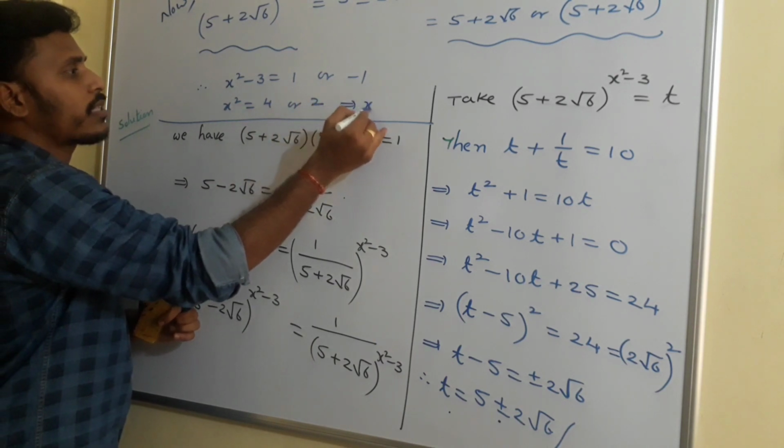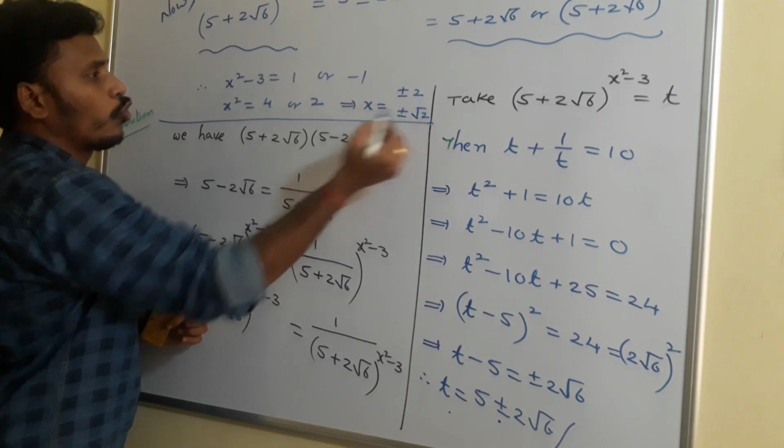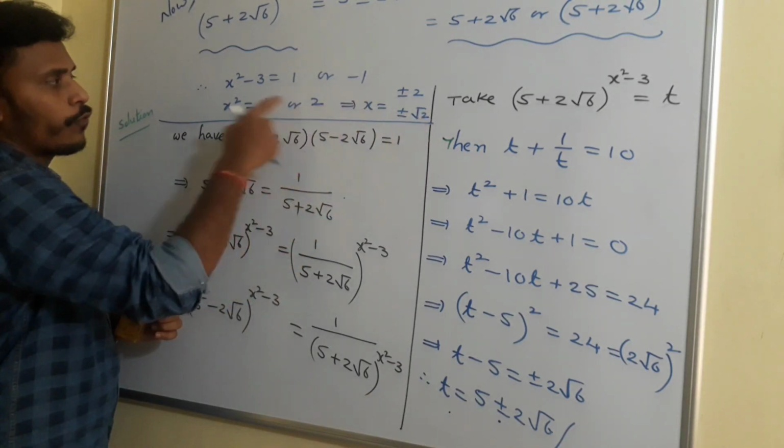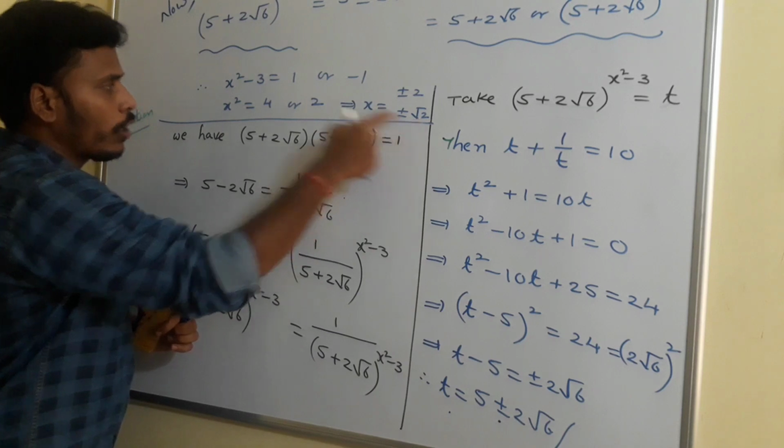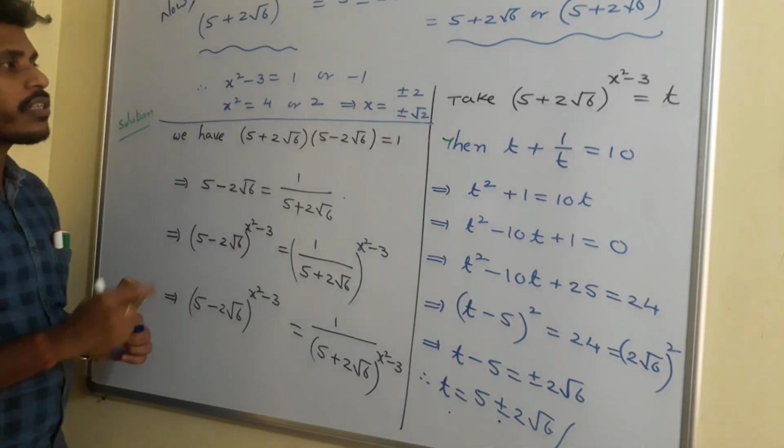From this, x is equal to plus or minus 2 or plus or minus root 2. Minus root 2, if you square it, you will get 2. Plus root 2, if you square it, you will get 2. 2 and minus 2, if you square it, you will get 4. So this is the way to solve.